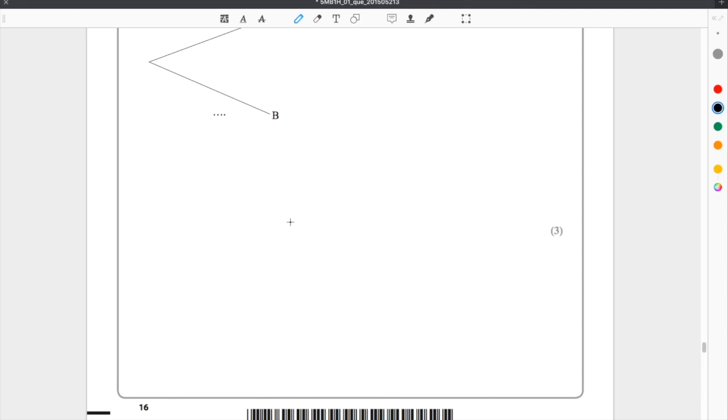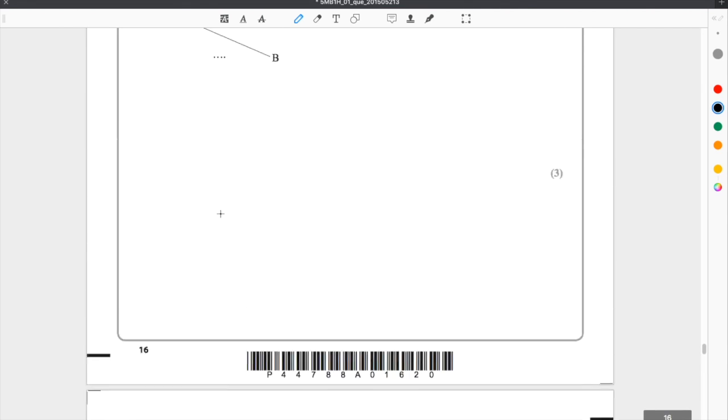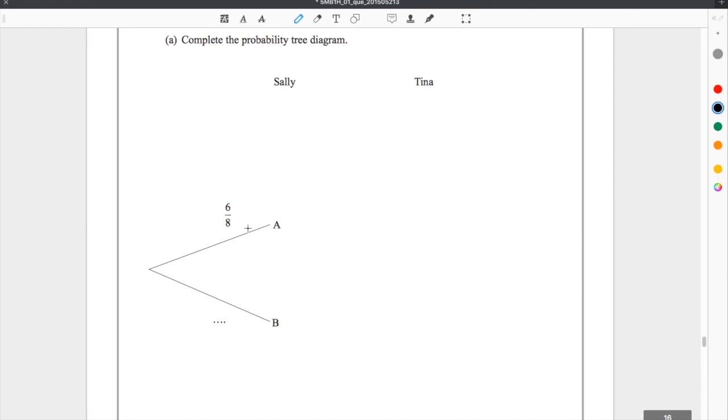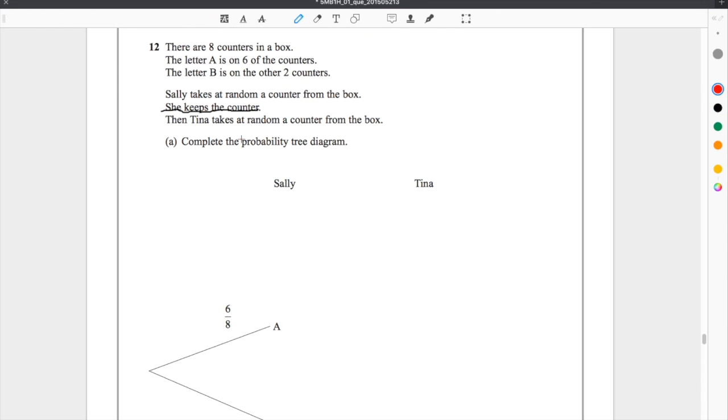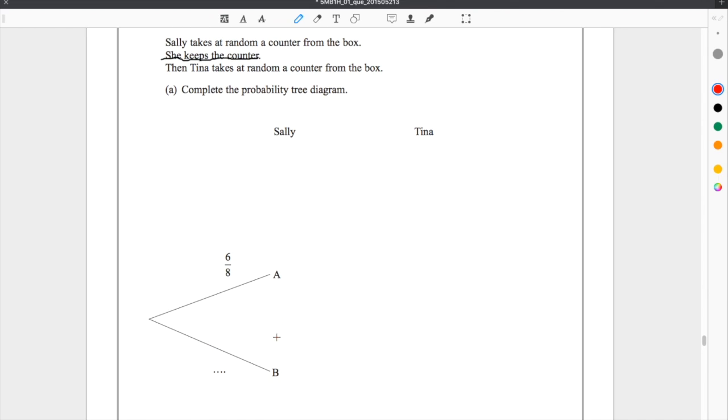So all we need to do here is, first of all, fill in this number here. Well, if the probability of getting the letter A is 6 out of 8, then the probability of getting B, quite simply, is 2 out of 8. Because all probabilities add up to 1, linking back to the very first question. So, 6 out of 8 there, this must be 2 out of 8.